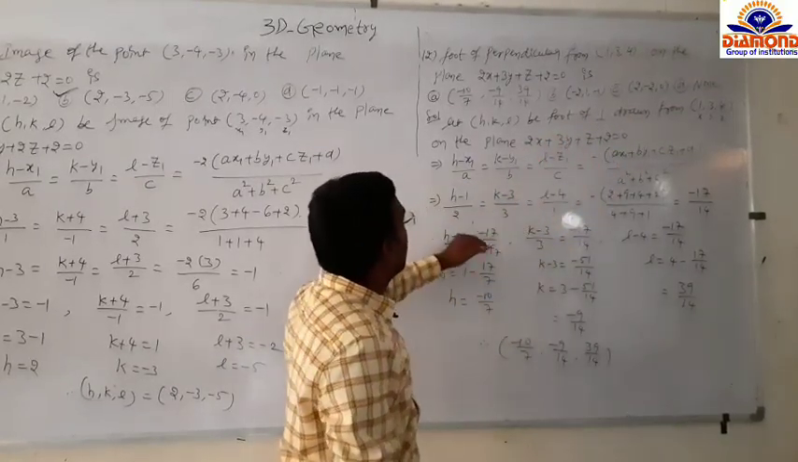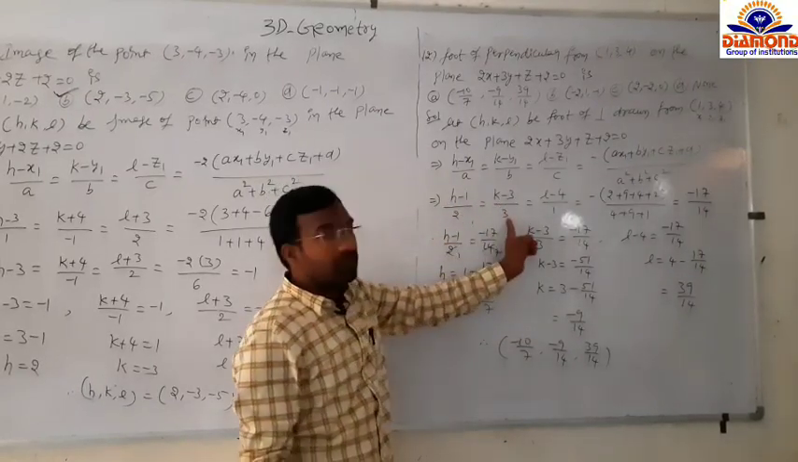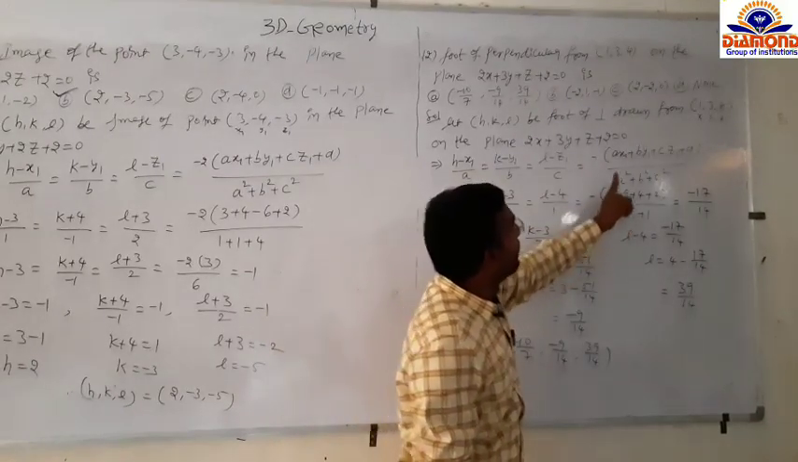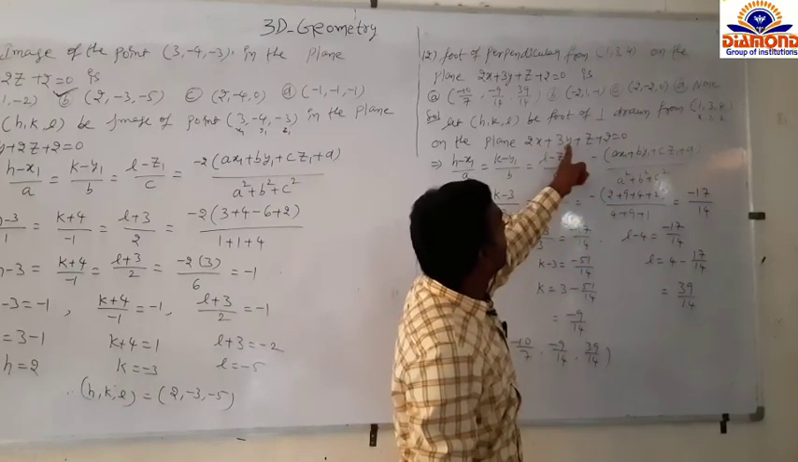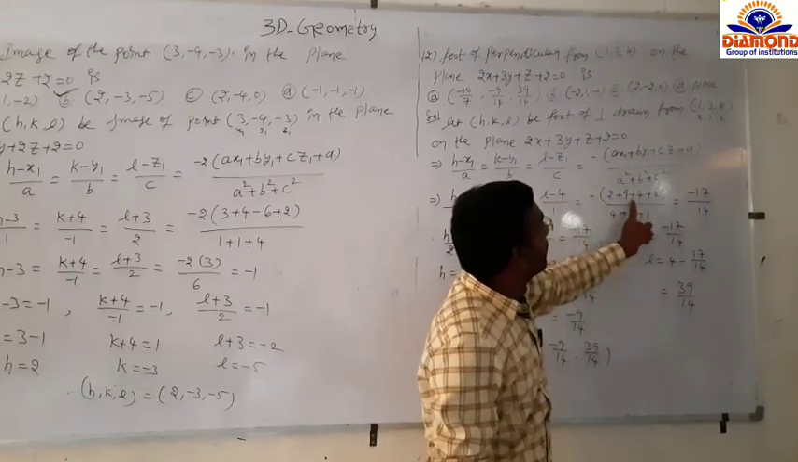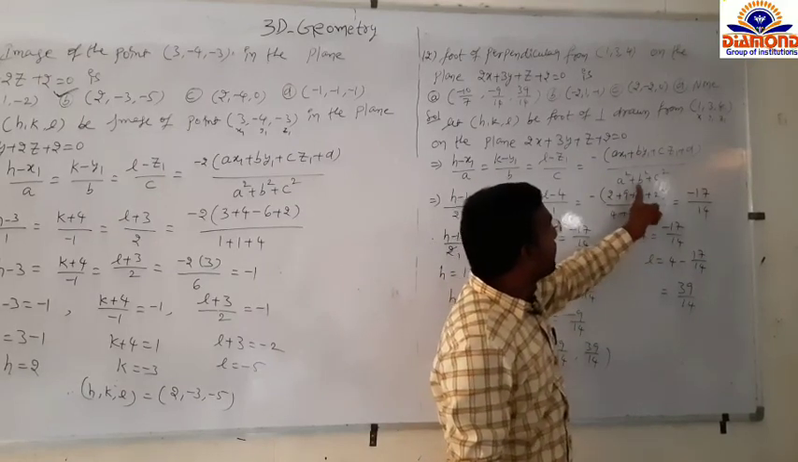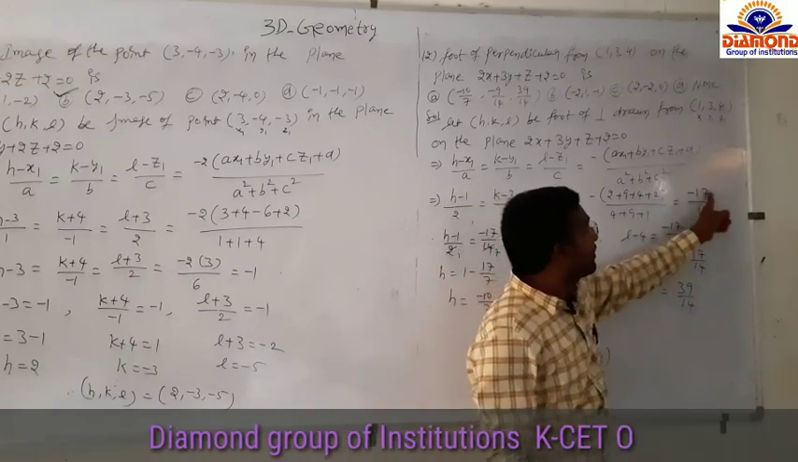So substitute the values here: (h minus 1) by 2 equal to (k minus 3) by 3 equal to (l minus 4) by 1 equal to minus of the point substituted in the plane, x as 1, y as 3, z as 4. Substituting, what you get is (2 plus 9 plus 4 plus 2) by (a square plus b square plus c square), which means 4 plus 9 plus 1. This value is nothing but minus 17 by 14.